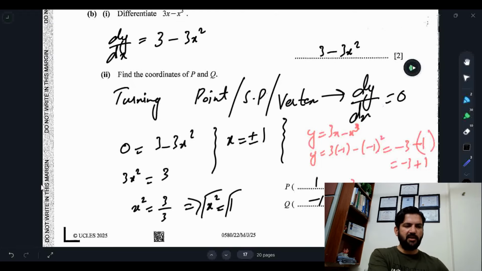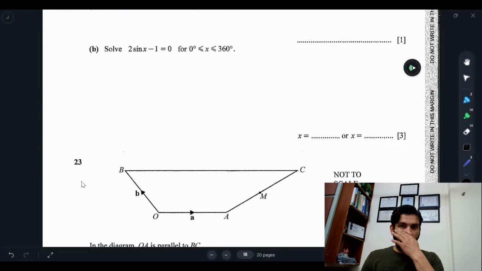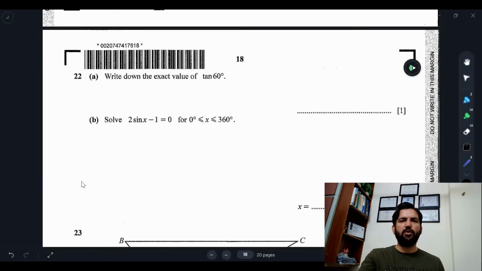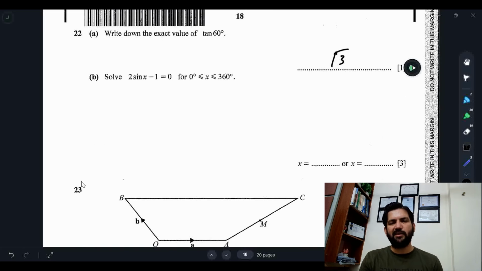Now you can see another question, the exact value of tan 60. This should be equal to square root of 3. I told you how to make a table to learn the values of the trigonometric ratios. If you have skipped that video, you can see the link in the description. You can see how to make the table in 1 or 2 minutes without using the calculator.